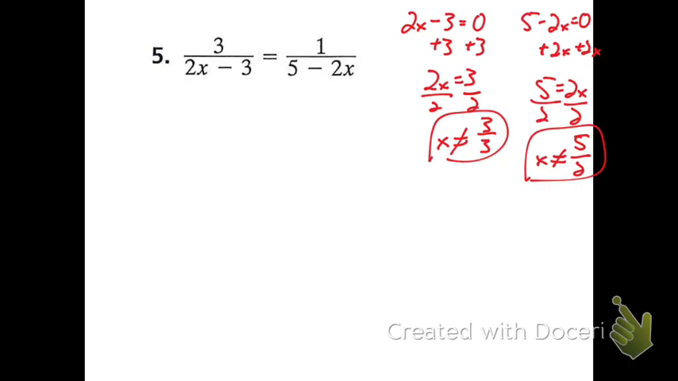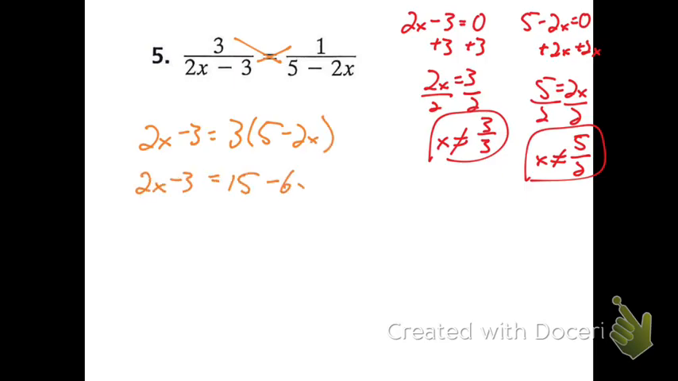All right, now for the real fun, I'm going to multiply these. So 1 times 2x minus 3 is just 2x minus 3. Then I have 3 times 5 minus 2x. Okay, so my left side's pretty good. My right side turns into 15 minus 6x. So now I'm going to add 6x to both sides. I get 8x minus 3 equals 15.